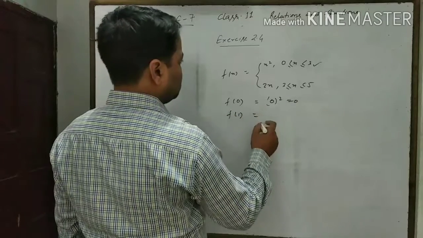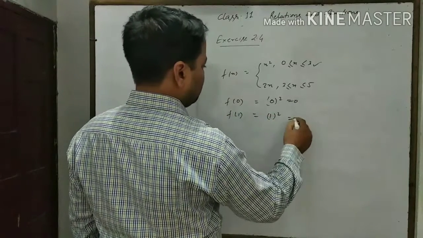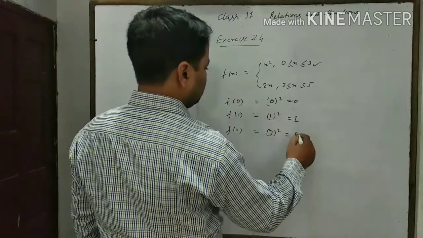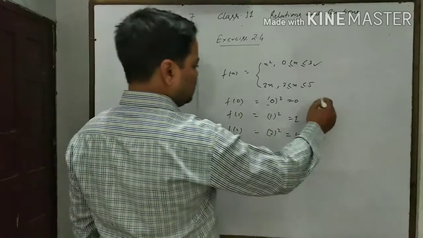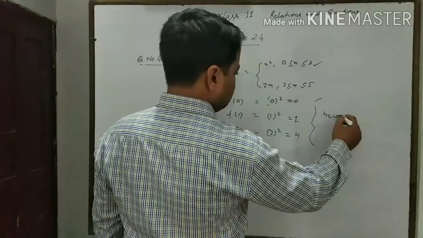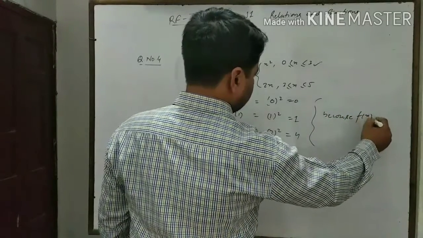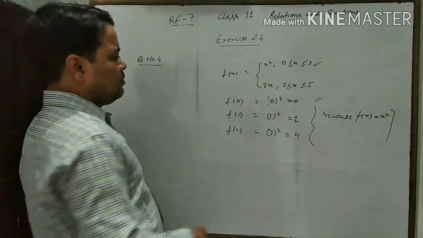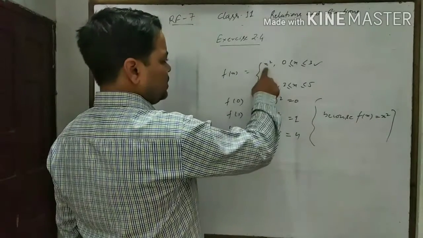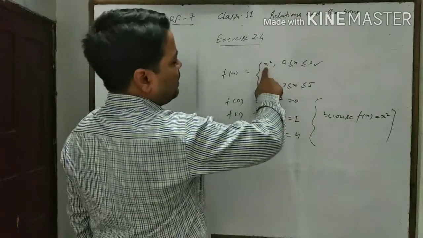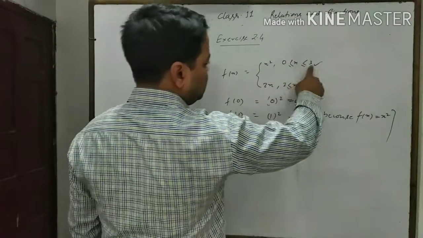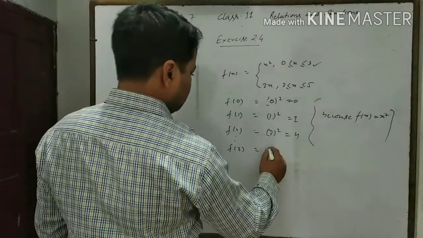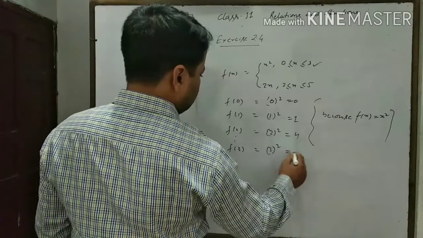F of 1 is 1 square, value will be 1. F of 2 is 2 square, value will be 4. Why like this? Because f of x is equal to x square. We will take the value of f(x) as x square when x lies between 0 and 3. Similarly, f of 3 is equal to 3 square, that is 9.